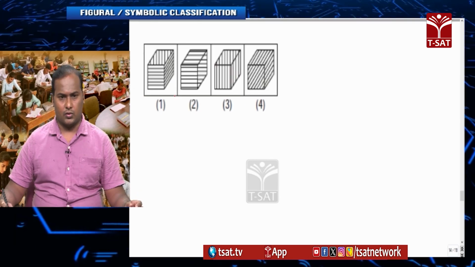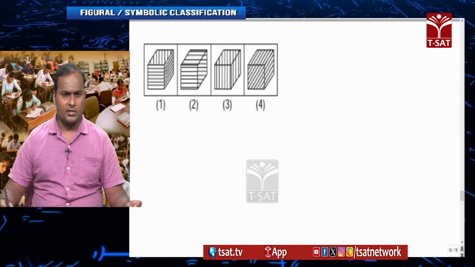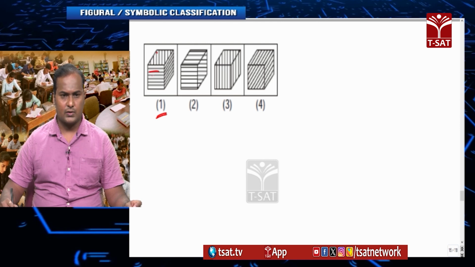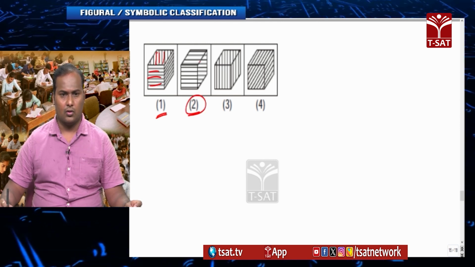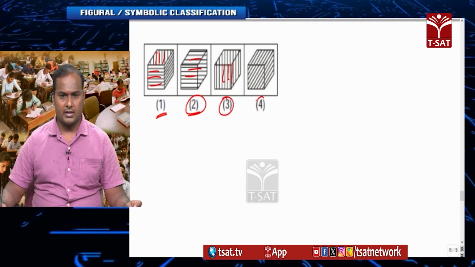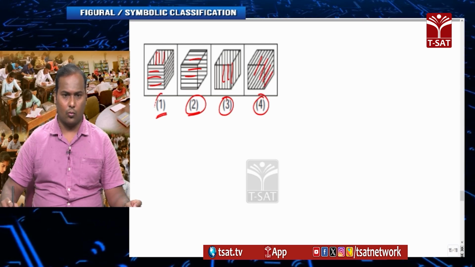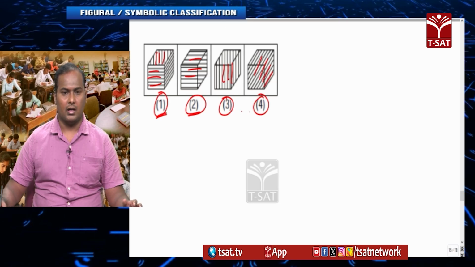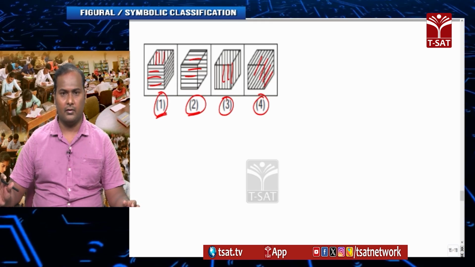See, in this particular question, the common criterion is based upon lines. If you see figure 1, both horizontal as well as vertical lines are given, whereas in figure 2 only horizontal lines, in 3 only vertical lines, and in 4 also you have only one type of lines. So only in figure 1 you have both vertical as well as horizontal lines, and the remaining 3 have a common character, that is having only a single type of lines.